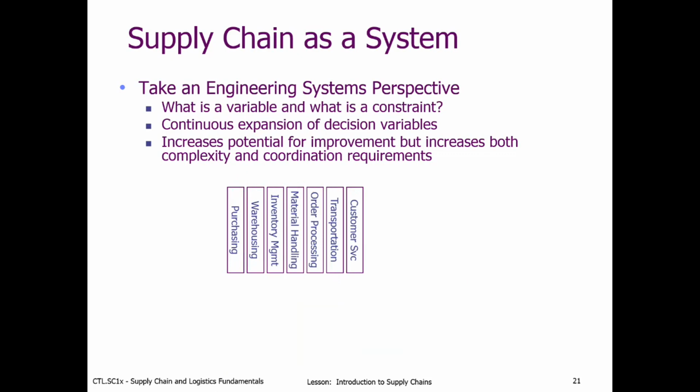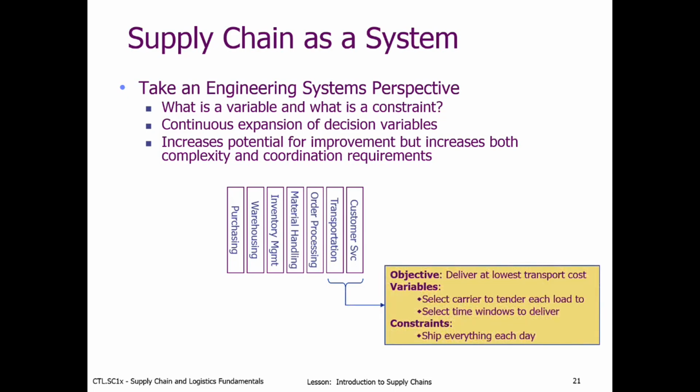So let's expand it a little bit, and let's say now you own customer service and transportation, and you're managing both of these jointly. Well, your decisions change a little bit. Your objective function is still to minimize your transportation cost, and you've still got that decision of which carrier to select. But now, since I'm in customer service, I can influence or select the time windows to deliver. And I still have to ship everything every day.